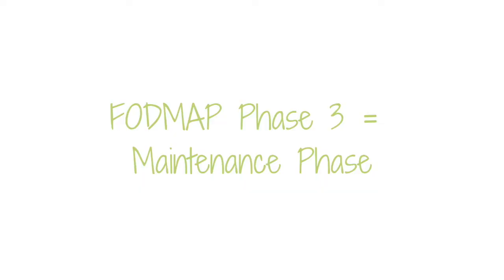Once you've tested the categories, you should have some really good information about which foods you need to continue to avoid and which foods you can safely add back into your diet. And now you can move into what's called the maintenance phase of the FODMAP diet, where you just continue to do what's working and avoid the things that aren't working while you work on resolving the underlying causes of your IBS or other digestive challenges.